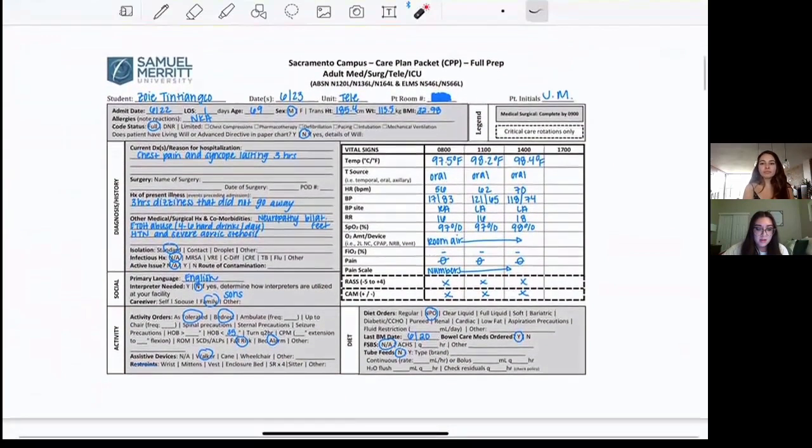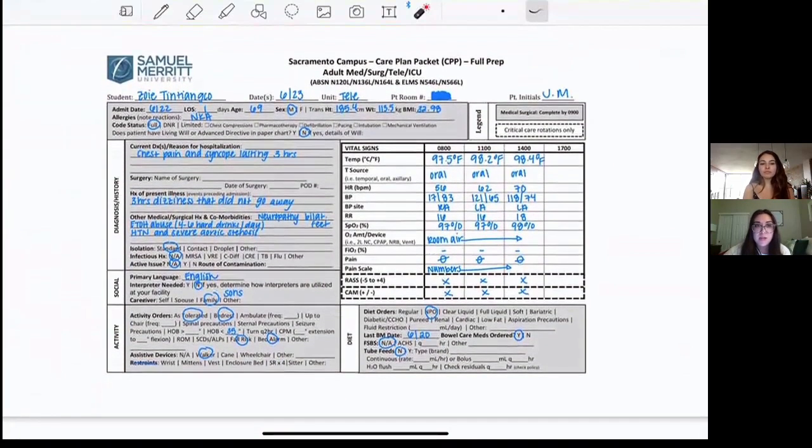So this is the care plan we used for MCA 3. So they're a little bit different than what you all are going to be using for MCA 1 and 2, but it has all the same information.